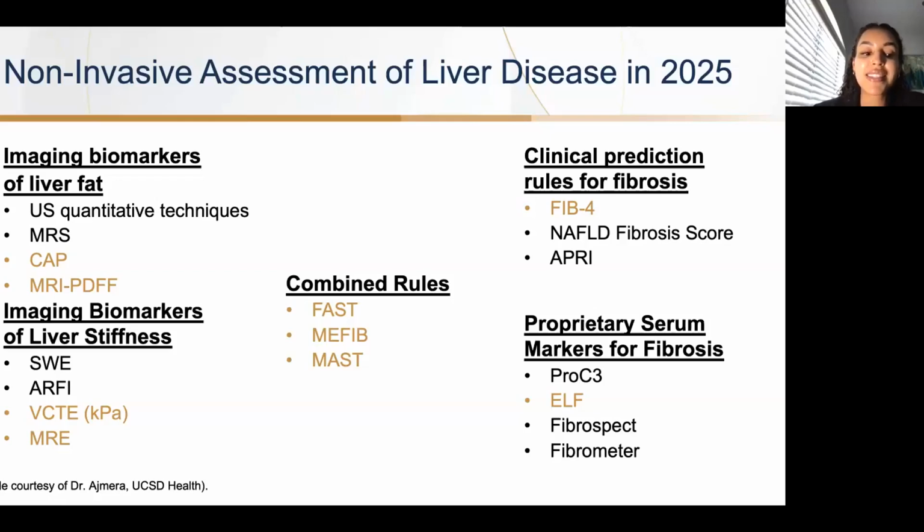Then we have markers for stiffness. So we can do things like FibroScan, the VCTE, and MRE. There are some combined tests as well where we can use blood markers and then imaging markers and do a calculation that can tell us about fibrosis. And then we have some other clinical prediction rules. So things like the FIB4 and APRI. And then we have other markers, which are serum markers and blood tests like ELF. So today we're going to be talking about these ones in gold, except for these combined rules here.